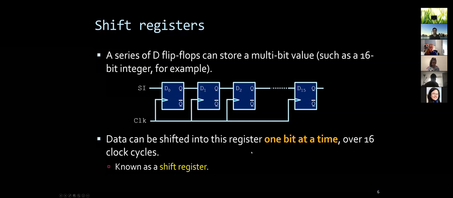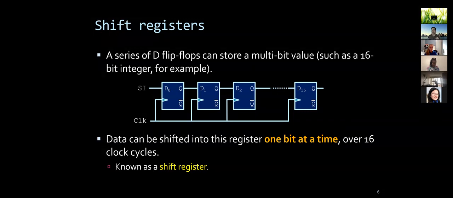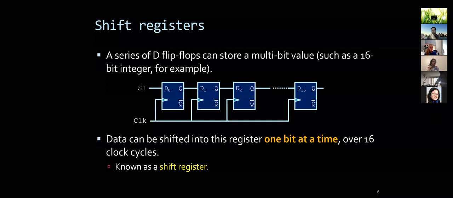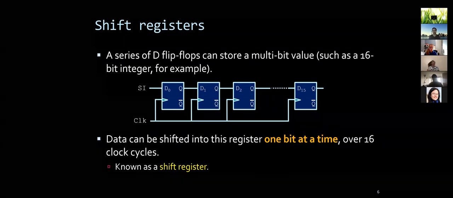So then the data can be shifted into this register 1 bit at a time over 16 clock cycles. The best way to think about it is, remember before when I talked about flip-flops, I was making this analogy as if you have a pipe, right? And there are two gates. You have two closed, and then you open one gate, a little bit of water goes through the pipe, but the second gate is still closed. Then I close the first gate and I open the second gate, and the water goes through, right? Just a small chunk.